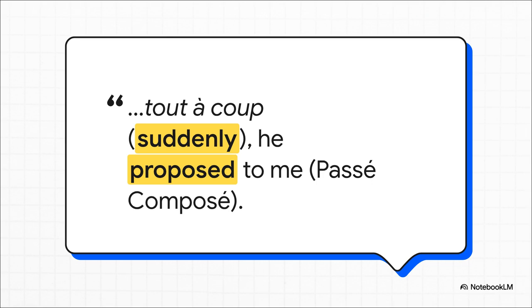And here's the plot twist. When suddenly, he proposed to me. There it is, our clue word, suddenly. The proposal isn't the background. It's the main event, the action that interrupts everything. It happened in a moment. That is 100% a job for the passé composé. Il m'a proposé. The scene was set, and then the action happened.